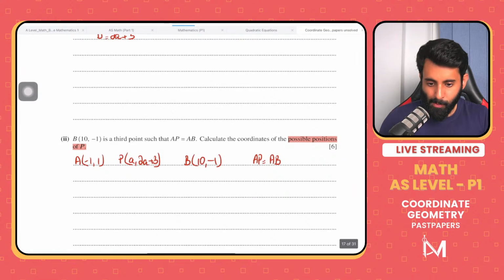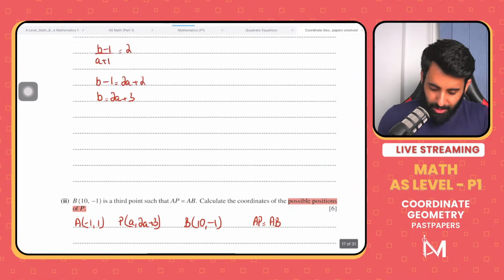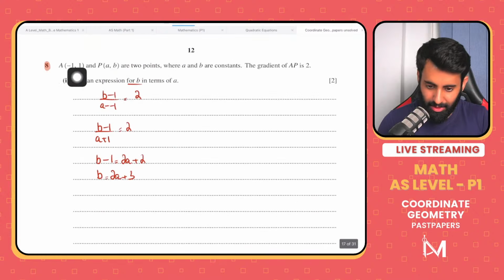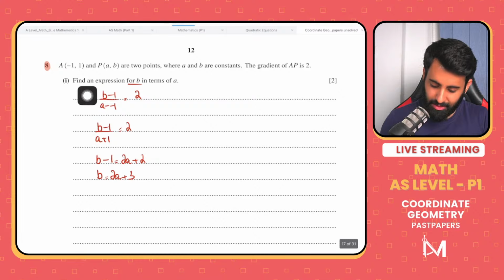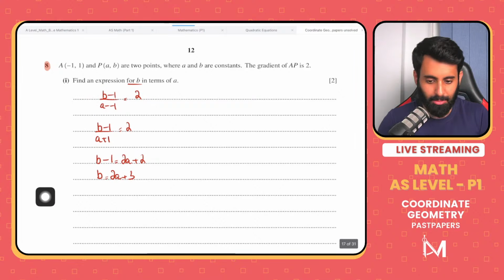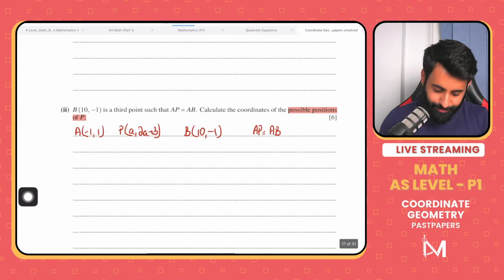All right. Can you explain part A again? Yes. So find out the gradient of AP, equate it to 2 because you're given what the gradient is, and that's it. Cross multiply, make B the subject, you will have your answer.